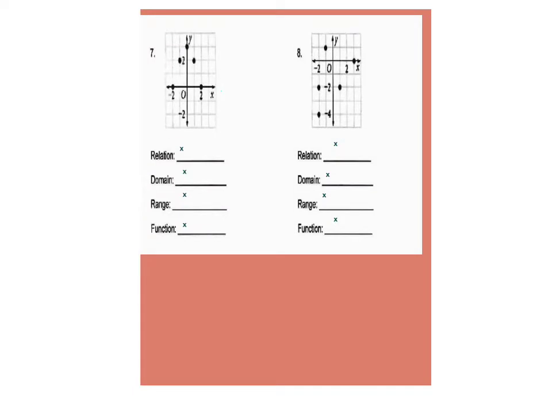Okay, these are more of just like those that I just did. This is kind of the same thing. You're just going to list your points, and that's your relation. Then you're going to list all of the x's, that's your domain. You're going to list all the y's, that's your range. And once again, for the function, do the x values repeat? The x values cannot repeat because it must be 1 to 1.